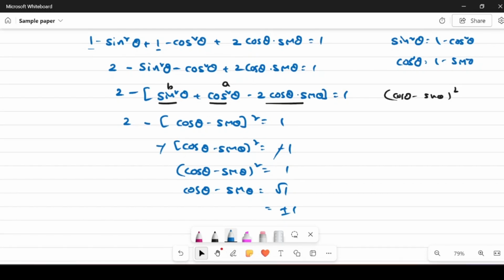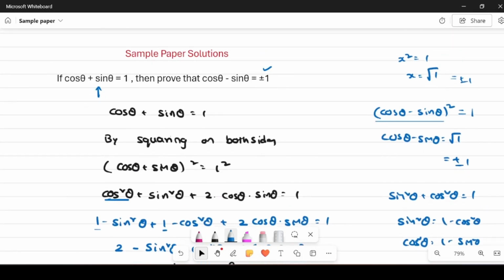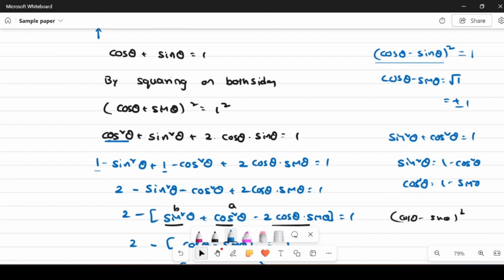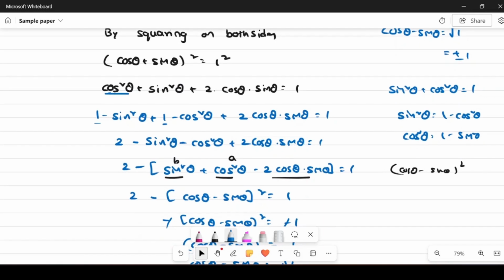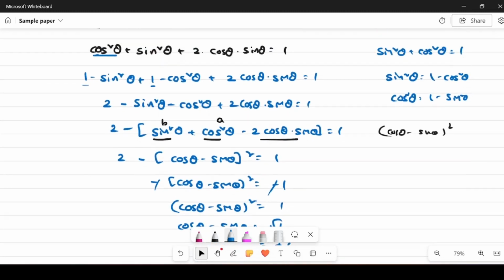Hope this is clear. We have just taken the given data cos theta plus sin theta is equal to 1, then we did square on both sides, then expanded a plus b whole square, then replaced cos square theta with 1 minus sin square theta and sin square theta with 1 minus cos square theta. Then if we rearrange it, we got 2 minus of cos theta minus sin theta whole square is equal to 1. Transpose it and we have our required answer. Hope this is clear.